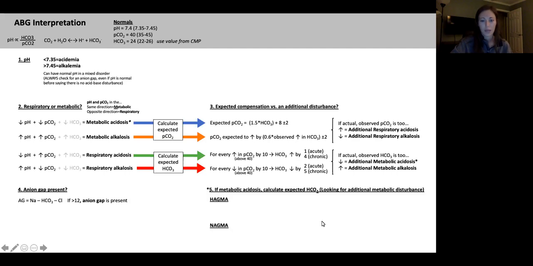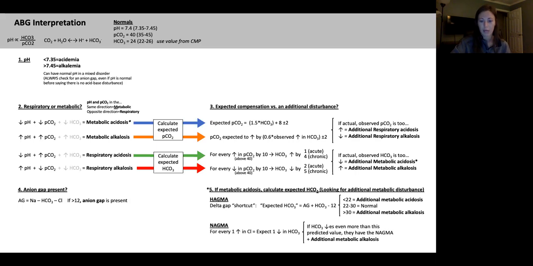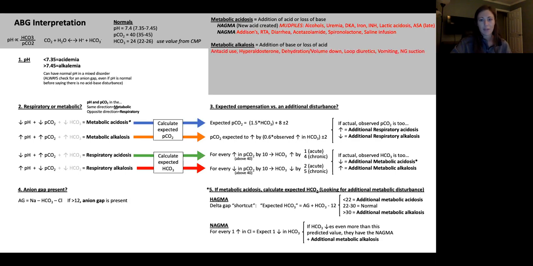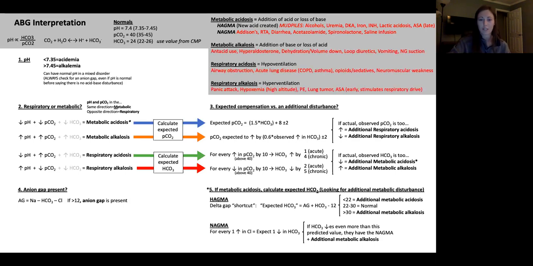Step five is specifically for if you have a metabolic acidosis. You'll want to calculate the expected bicarb, and that will help you look for an additional metabolic disturbance on top of the metabolic acidosis. If it's a high gap or a normal gap, there are two different equations that you'll use. We'll get back to a couple of these, but here's a list of the different causes.